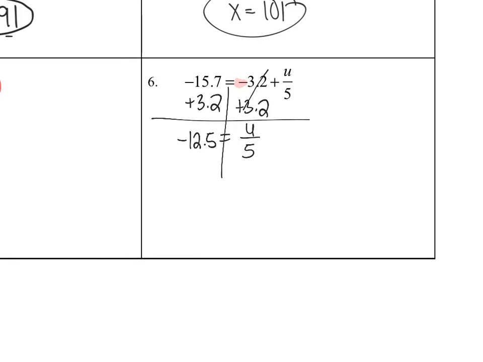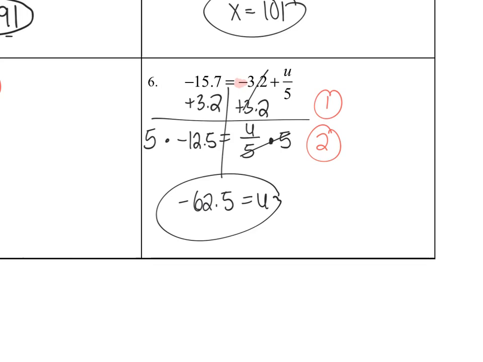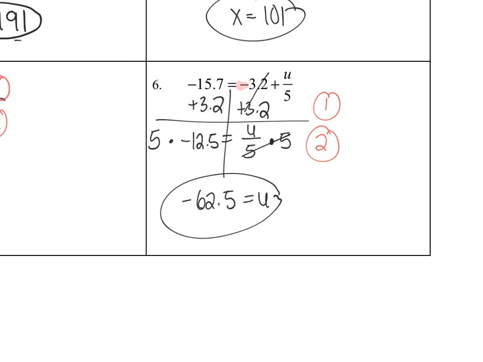So I did my first step. I got rid of the adding and subtracting. Now my second step is to undo or get rid of the multiplying or dividing. Since u is being divided by 5, the opposite of dividing is multiplying. So I am now going to multiply both sides by 5 to get my answer. When I do that on the calculator, I get 5 times negative 12.5 is negative 62.5 equal to u. There's my final answer.